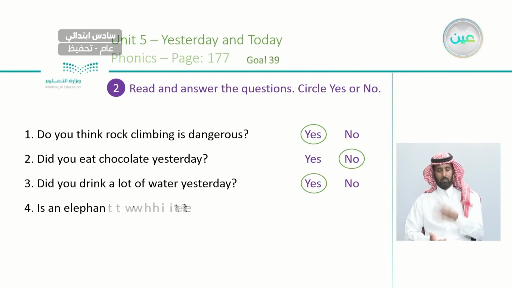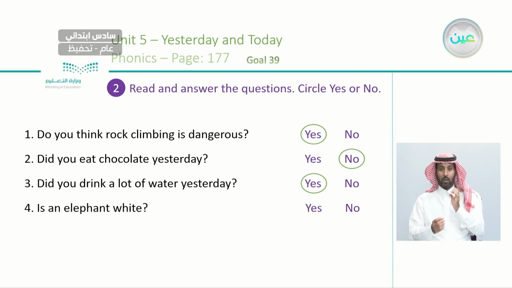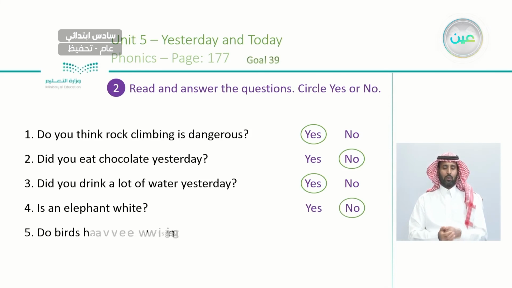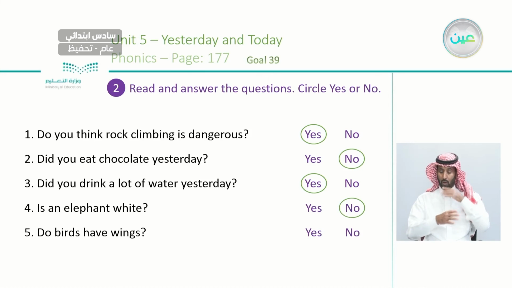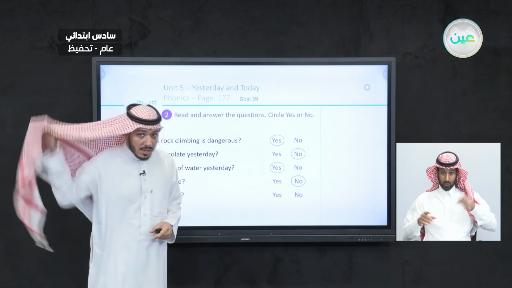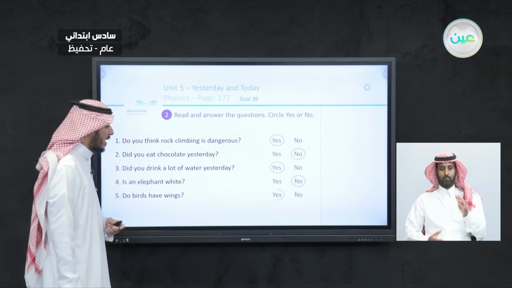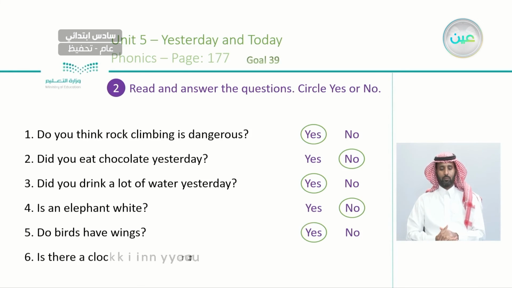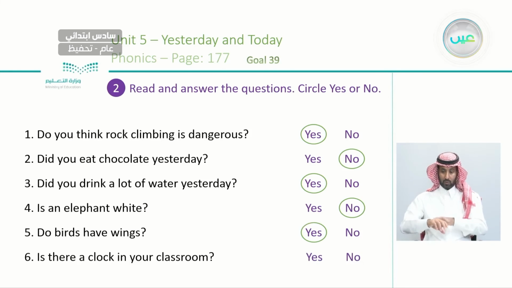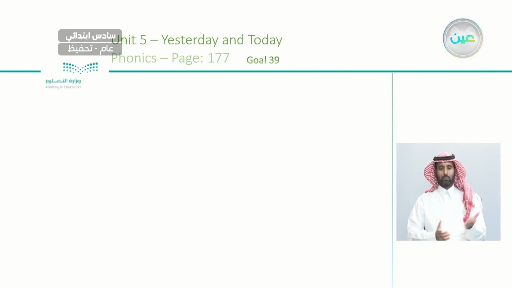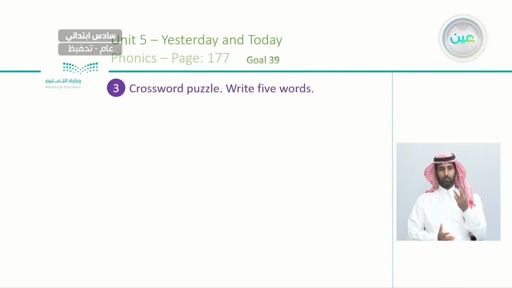Okay, number 4, is an elephant white? Do you think the elephant is white? Yes or no? No. Excellent. Okay, after that, number 5, do birds have wings? What do you think? Yes, they have. Excellent. Number 6, is there a clock in your classroom? In the classroom, do you have a clock? If yes, choose yes. If no, choose no. For example, I have a clock in my classroom. Excellent.